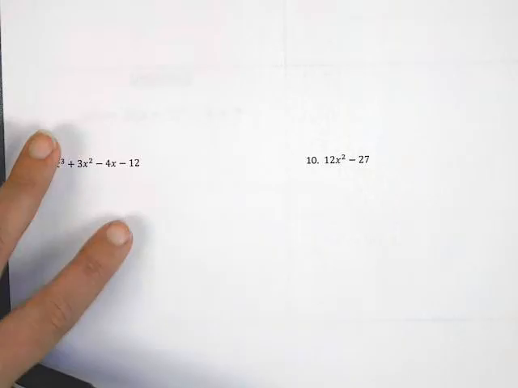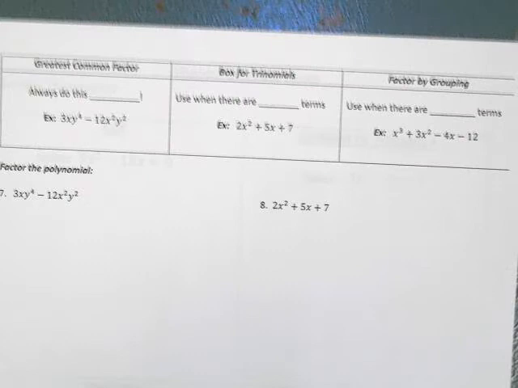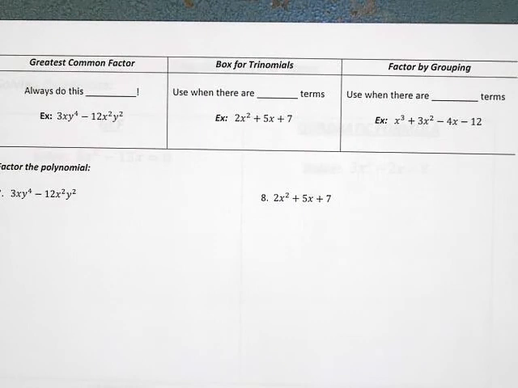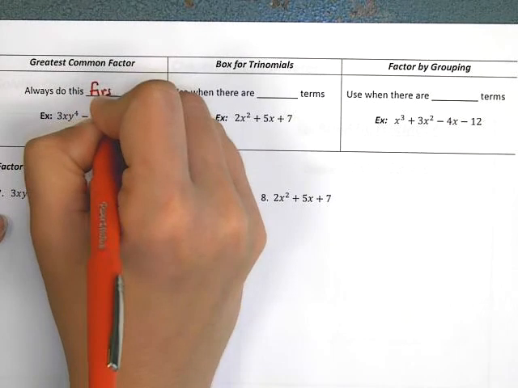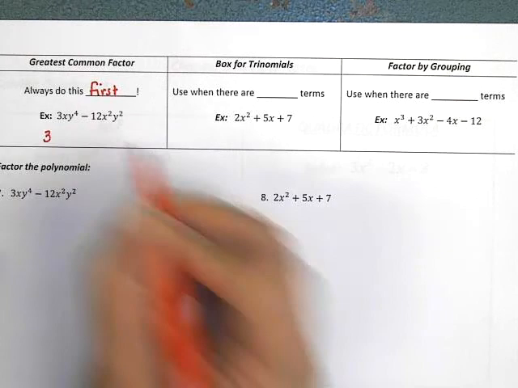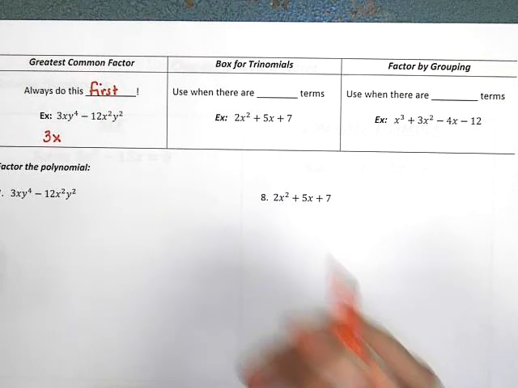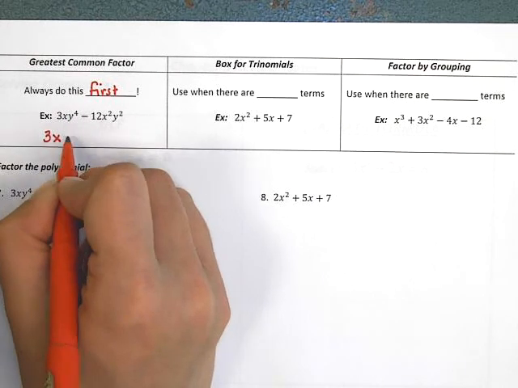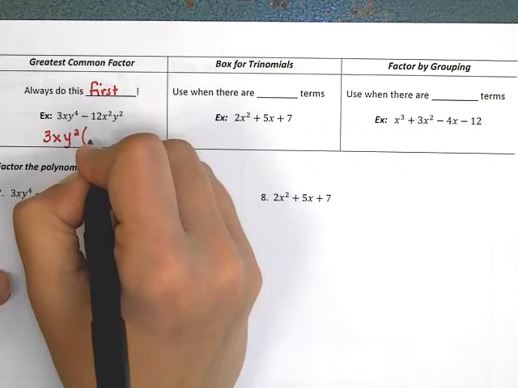In this chapter, we also learned about factoring, and there were 3 different ways or factoring methods we needed to be familiar with. The greatest common factor, which is something that we always do first. So for example, in this problem, the greatest common factor would be 3, and then since there's 1x here and 2 here, x, and then 4y's and 2y's, I would choose y squared. Then I would write down what's left over when I factor that out.